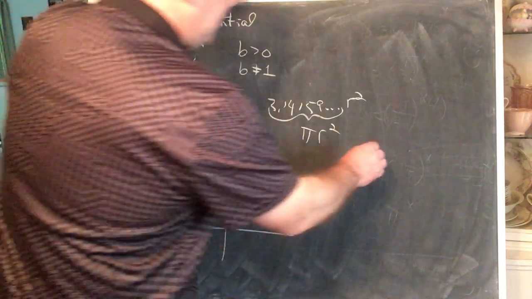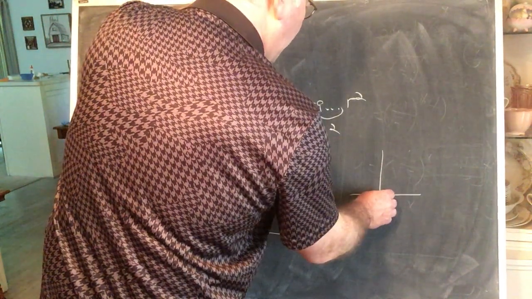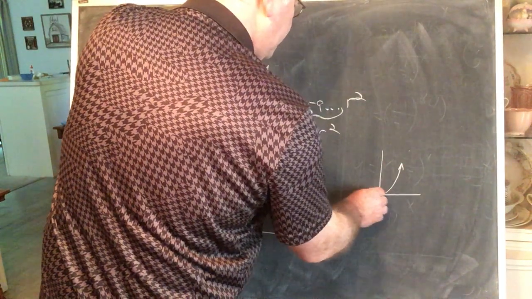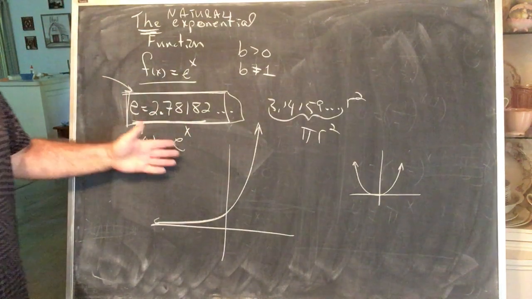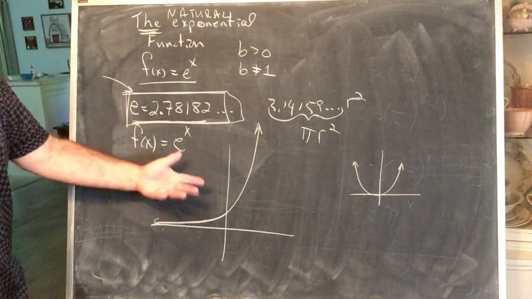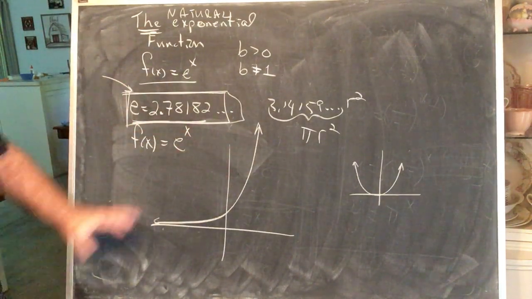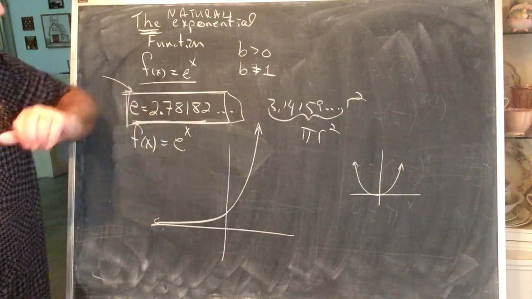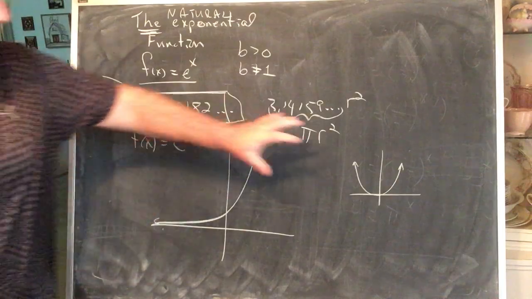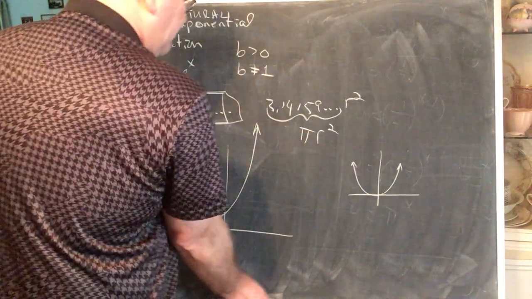In a similar fashion, if someone said, draw a rough sketch of the square function, this would be enough to get the idea across. Well, if someone says, draw a rough sketch of the exponential function, this would be enough to get the idea across. It's not exact, it's not perfect, it's not to scale, but it's the basic idea, just like this is the basic idea of the parabola.